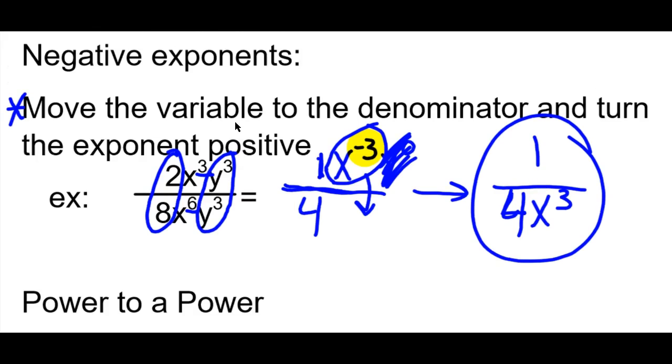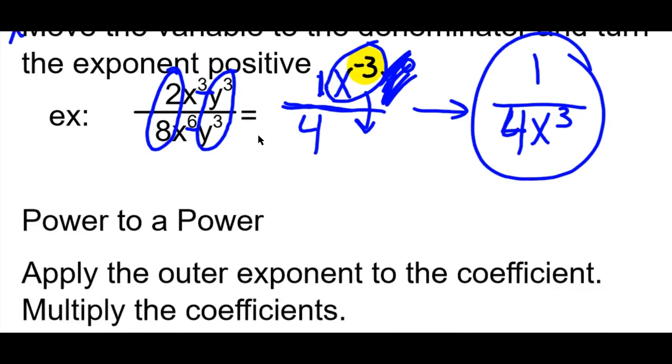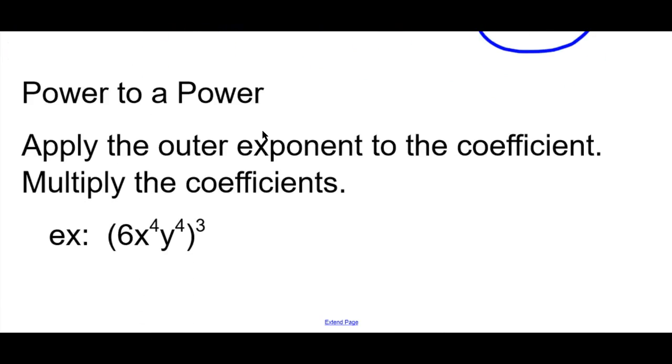That's as far as we got Monday and Tuesday. Thursday, we're going to look at the next topic, which is power to a power. What I mean is we have this term right here with exponents or powers to another power outside the parentheses, so power to a power. The rule here is that we are going to apply the outer exponent, 3, to the coefficient. So 6 to the 3rd power.